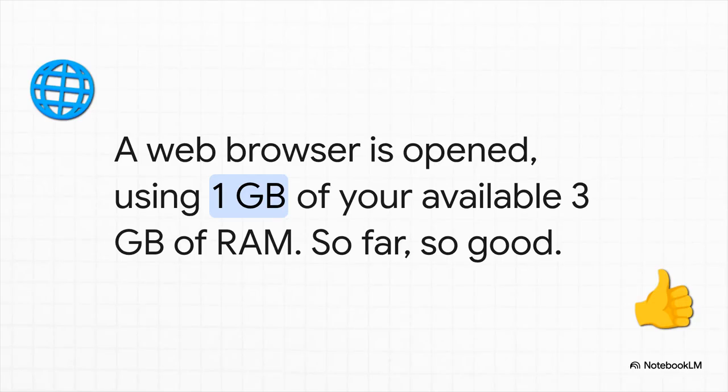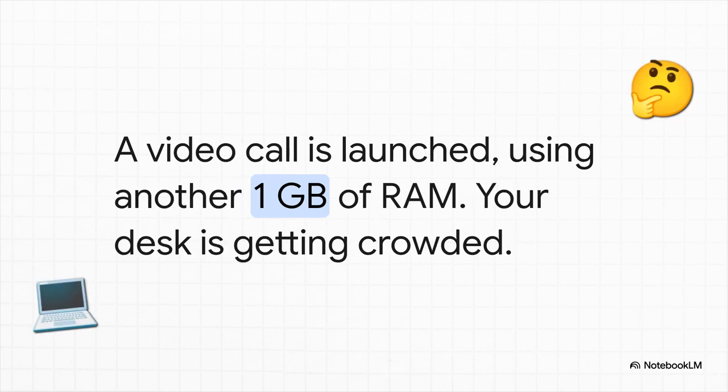Okay, first thing you do is open your web browser. The system pulls that program from the filing cabinet and puts it right on the desk. That takes up 1 gigabyte. Plenty of room left. So far, so good. Next up, you decide to start a video call. So, another program gets pulled from the filing cabinet onto the desk, taking up another gigabyte. We've now used up 2/3 of our workspace. The desk is definitely getting a little crowded.